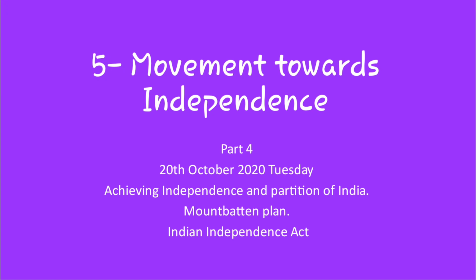Let us move to part 4 of chapter 5, Movement Towards Independence. Today we will be discussing 4 topics, that is achieving independence and partition of India on page number 35. Then the second point is the Mountbatten Plan and the last point is the Indian Independence Act. So let us start with the first point.